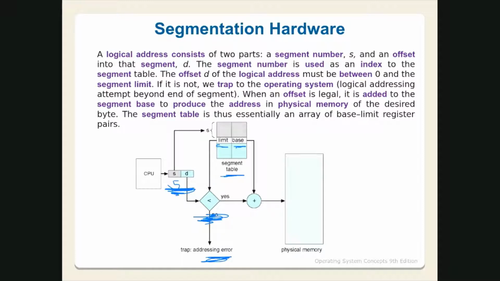If the offset is less than the limit, then it is a correct address. So what you will do, we will add the offset. Can you see here? We add the offset to the base. You know the base comes from the segment table. You add the offset with the base address, then you will have an address which is the physical address. Go to the address in the physical memory, there is your location. In this way, you are going to convert the logical address to the physical address.